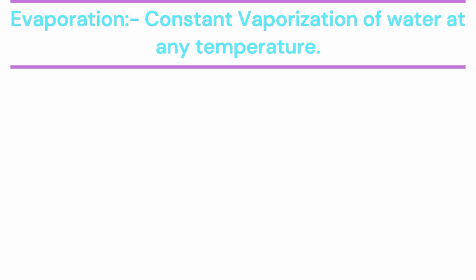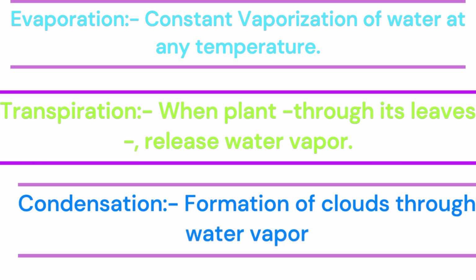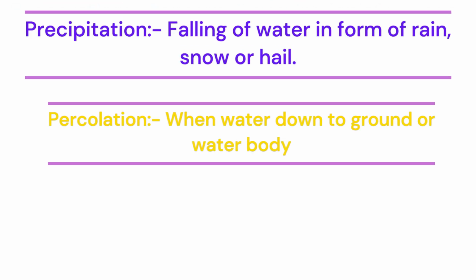If we define every single term, evaporation means constant vaporization of water at any temperature. Transpiration means when a plant, through its leaves, releases water vapor. Condensation means formation of cloud through water vapor. Precipitation means falling of water in the form of rain, snow, or hail.